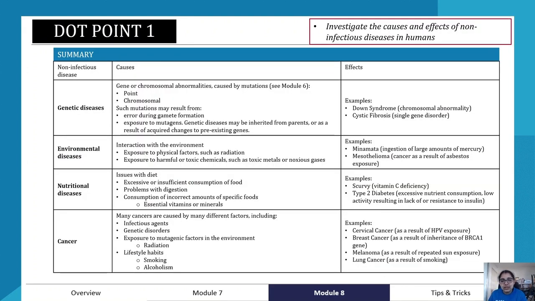And here's a summary for us: what the causes are of each and what the effects are. I've got some examples here for you. Definitely remember the examples as well.